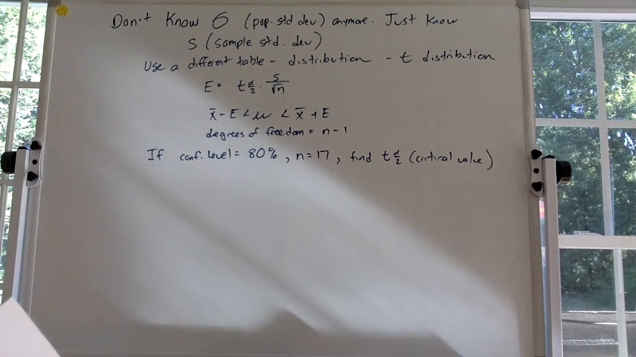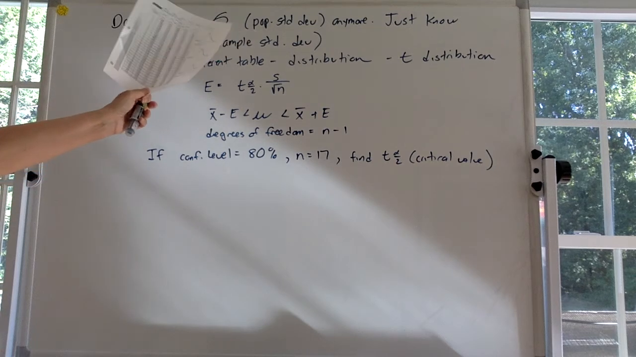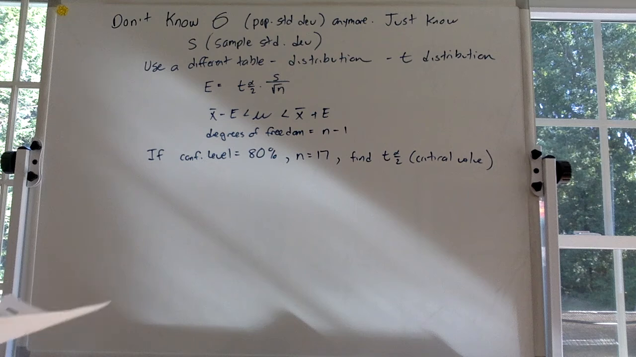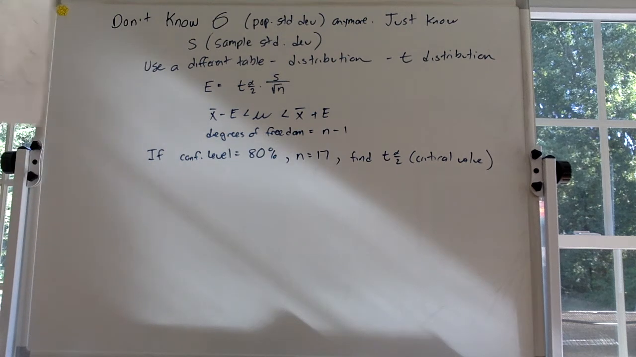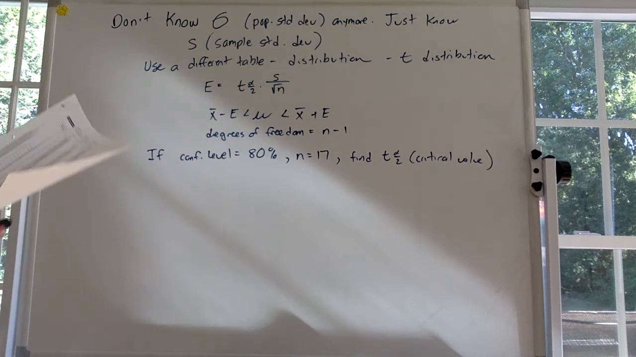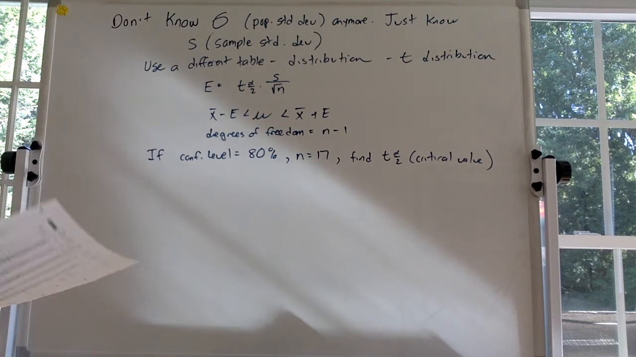Okay, we're on to a new section. And in this section, we don't know the population standard deviation anymore. We don't know the sigma. We just know the sample standard deviation. If you remember, that's denoted by a small s.